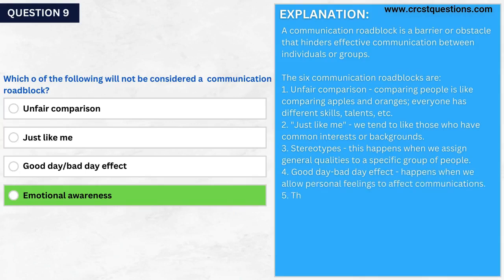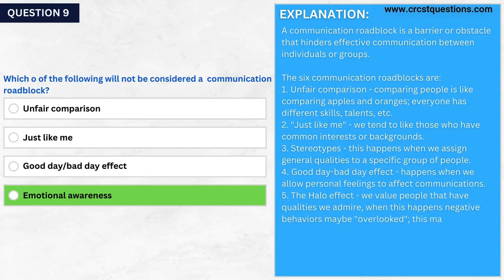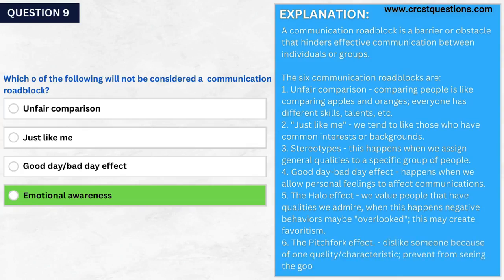Happens when we allow personal feelings to affect communications. 5. The halo effect. We value people that have qualities we admire. When this happens, negative behaviors may be overlooked. This may create favoritism. 6. The pitchfork effect. Dislike someone because of one quality characteristic. Prevent from seeing the good in others, opposite of halo effect.